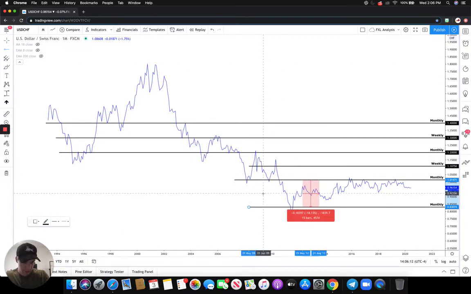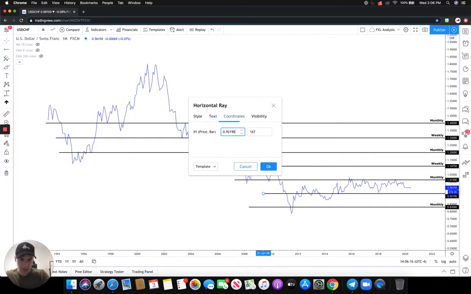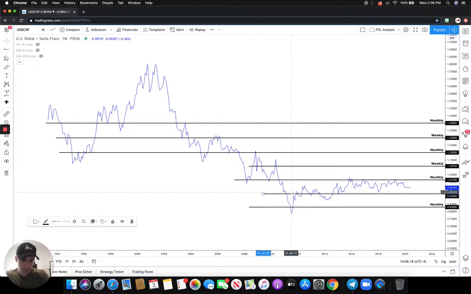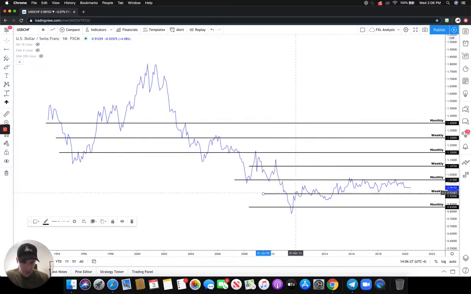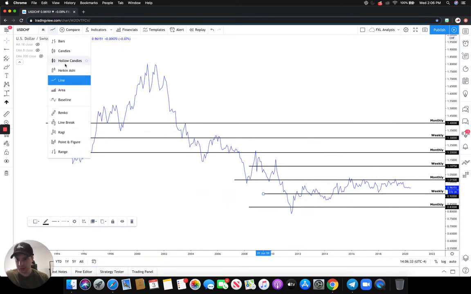Right in the middle of this. Let's see what 0.92 looks like. 0.92 makes a lot of sense. It's touched multiple times there. This is the weekly. Let's take a look. Touch there, reacted here again, reacted pretty closely there. Okay, so that's enough levels.